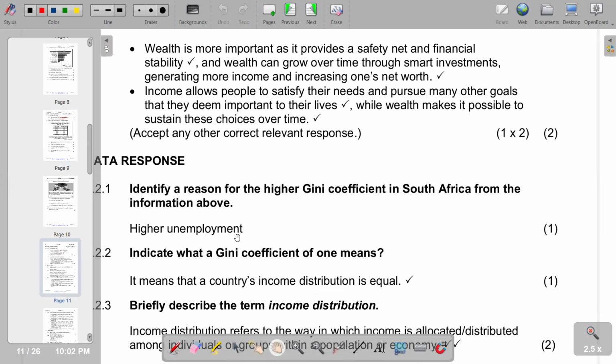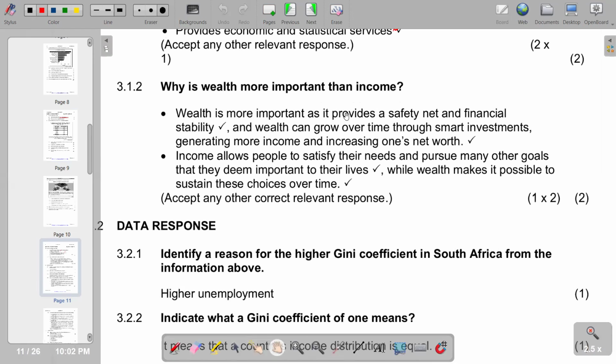So within that context, we are saying wealth is more important as it provides the safety net and financial stability, and wealth can grow over time through smart investments, generating more income and increasing one's net worth, where income allows people to satisfy their needs and pursue many other goals that they deem important to their lives.